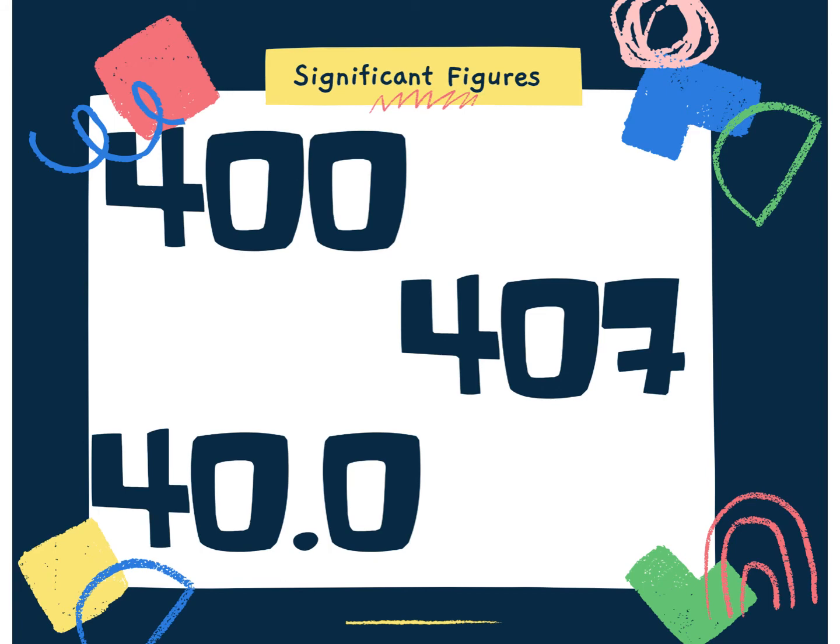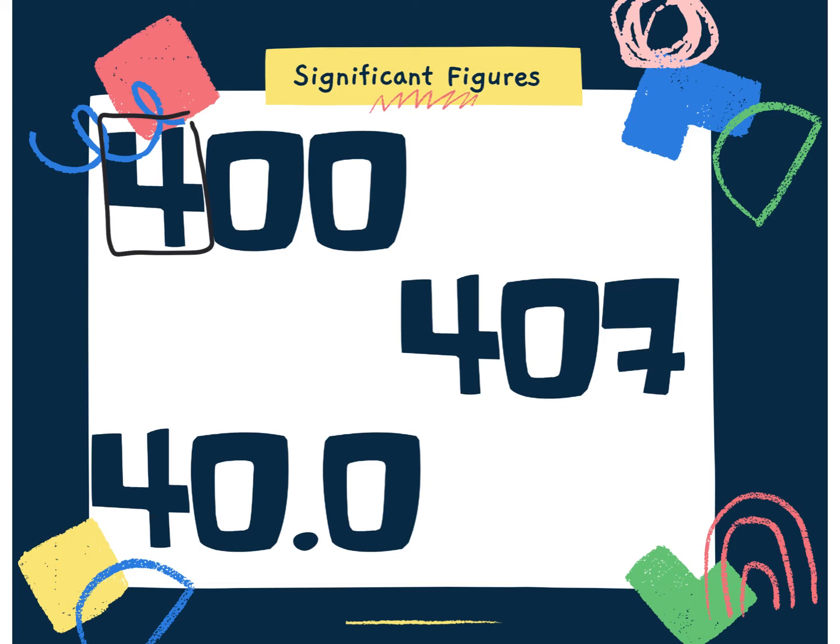So coming back to the numbers that we talked about previously. In 400, we determined that only the 4 was a significant digit. In this case, we don't know if it's 410, 420, or even 445. All of those would round to 400, which means that the 4 could be a rounded value and is the only significant figure. In 407, we determined that all three digits were significant.